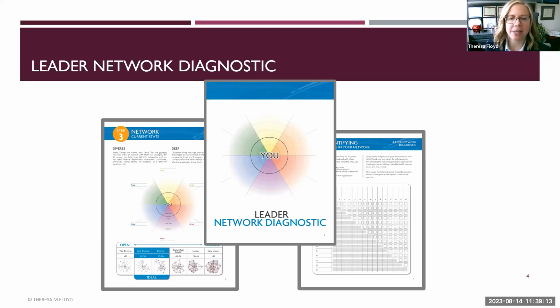Okay, so this is what the Leader Network Diagnostic looks like. You will download this PDF directly from Moodle, complete the diagnostic with pen and paper, and then either scan the completed pages or take pictures of the completed pages to upload them into Moodle. I know it's a little old school, but doing it this way helps to keep it economical for you.